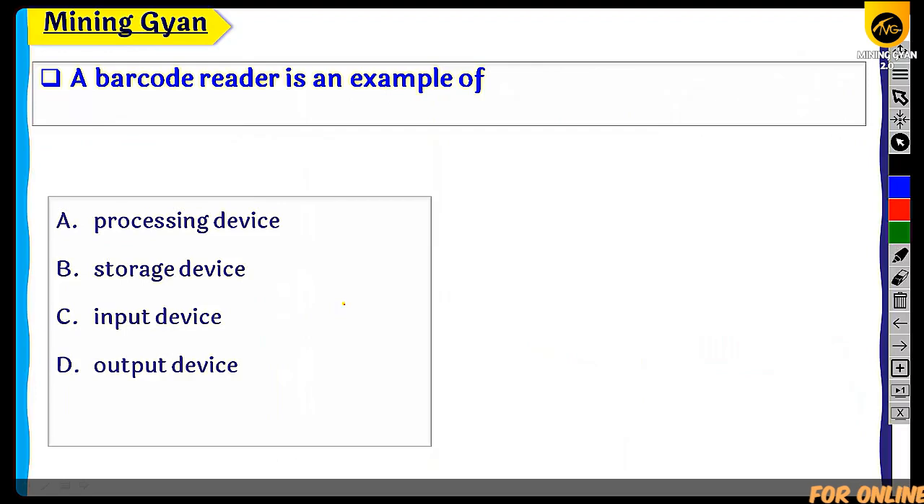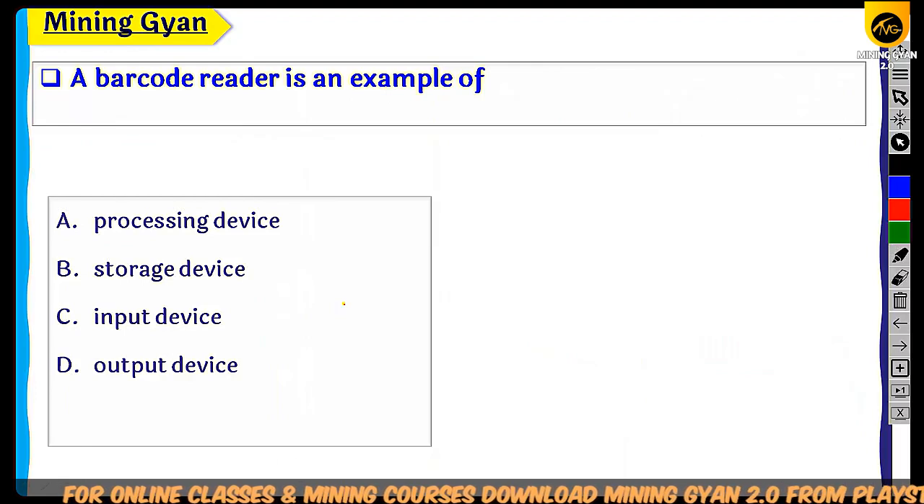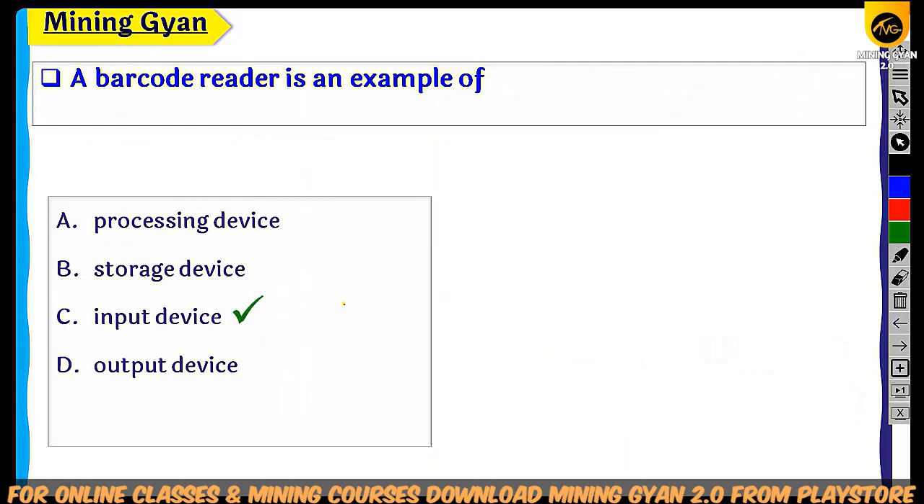Okay, a barcode reader is an example of a processing device, storage device, input device, or output device. A barcode reader can be used to read the barcodes of products. So this is some kind of input device. So option C is the correct answer. Barcode reader is an example of input devices.